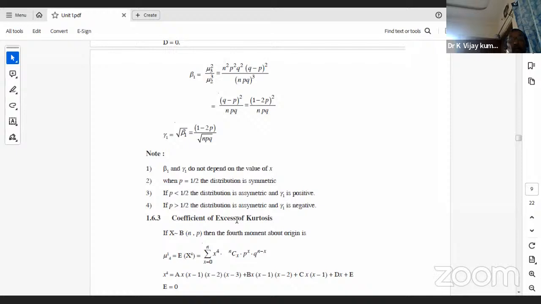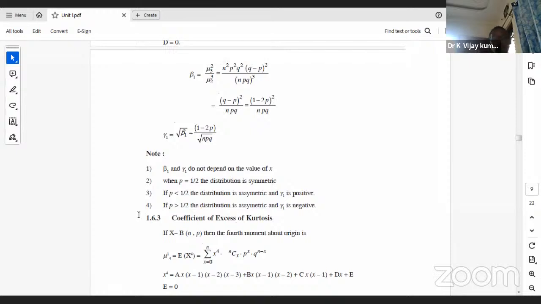So beta 1 and gamma 1 do not depend on the value of x. When p equals 1 by 2, the distribution is symmetric. If p is less than 1 by 2, the distribution is asymmetric and gamma 1 is positive. If p is greater than 1 by 2, it is asymmetric and gamma 1 is negative. So for less than, it should be positive, and for greater than, it should be negative.